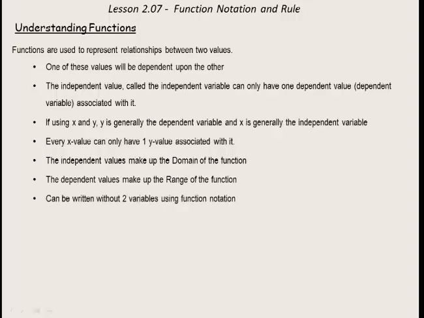This can be written without two variables using function notation. So instead of using y equals 3x minus 5, I can use these parentheses: f of x, that's read as f of x, is equal to 3x minus 5. So I'm going to go ahead and make a note of that. This is read as f of x.